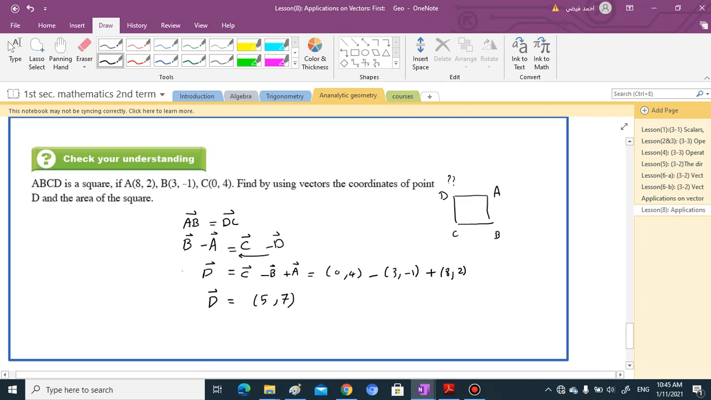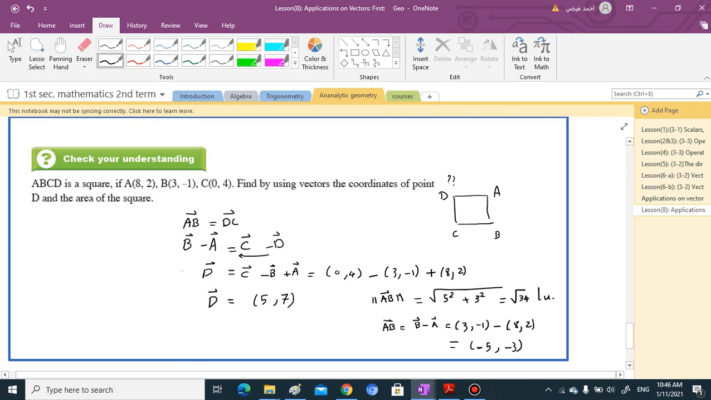And if we want to find the area of a square, we can find the norm of any side. So we can find the norm of AB. First we will find AB, which is B minus A, which is equal to (3, -1) minus A, which is (8, 2). 3 minus 8 will be negative 5, and negative 1 minus 2 will be negative 3. So the norm of AB will be negative 5 to the power 2, which is 5 squared, plus 3 squared, will be 25 plus 9, which is root 34 length units.